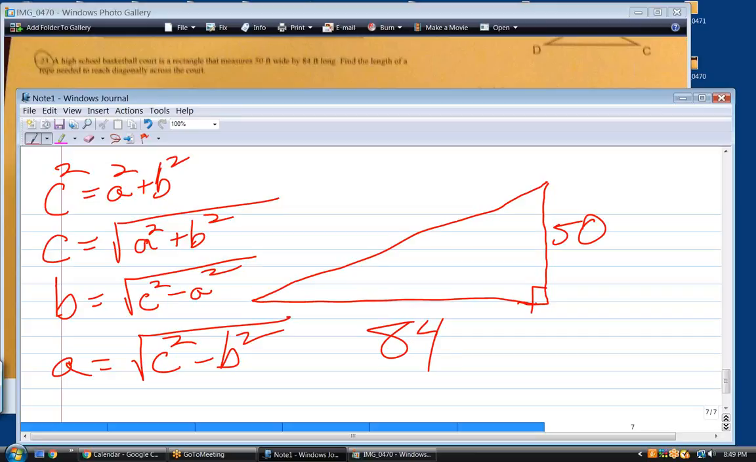Yeah, it's hard to calculate. It would be 4.02942. Now, first of all, the hypotenuse has to be the biggest side of a triangle. Always. So it's got to be a number bigger than 84.